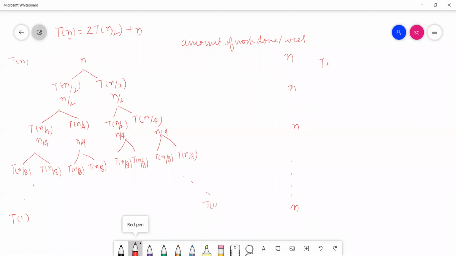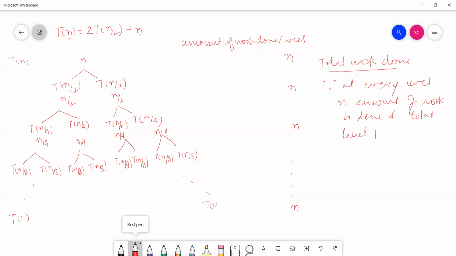So total work done: since at every level n amount of work is done, and given the total number of levels is k, what is the value of k?